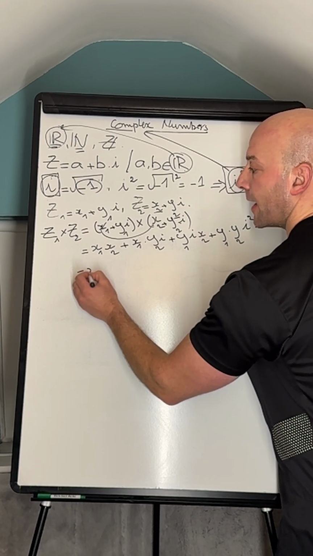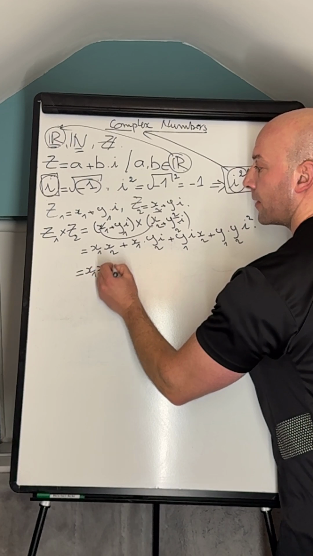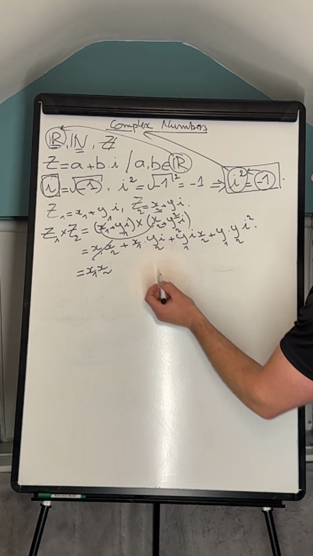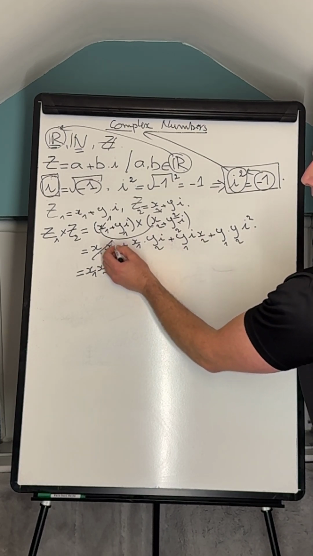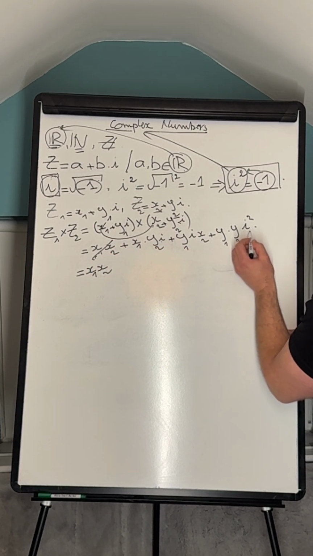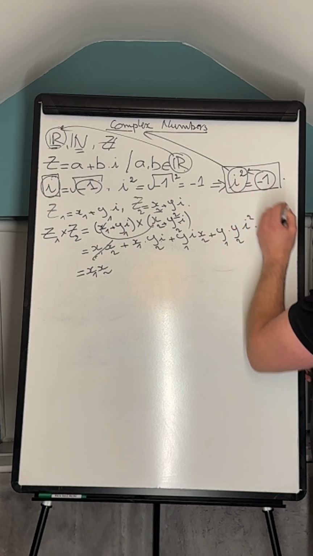I square here, x1 times x2, done with this. And then we're gonna take just a real number put on its own. This is a real number, this is an imaginary number, and this is a real number. Why? Because i square equals -1.